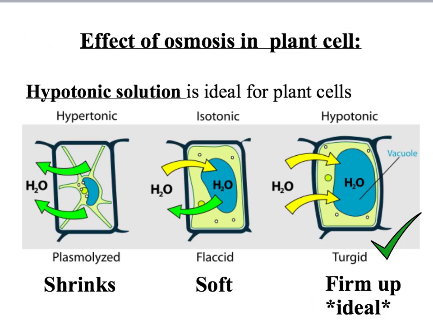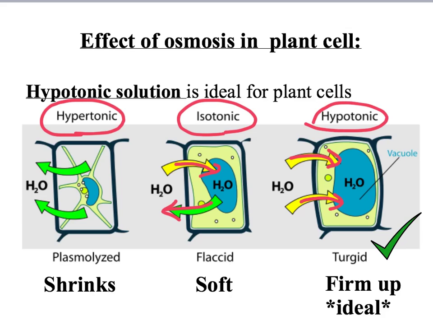Let's take, for example, the plant cells. They will lose water if they're put in a hypertonic solution. They will gain and lose water at the same rate if they're put in an isotonic solution, and they will gain water if they're put in a hypotonic solution. By the way, hypotonic is the best condition for plant cells since they don't have a skeleton to rely on.